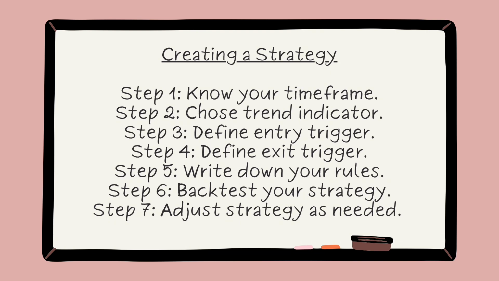Step 5. Write down your trading rules. Having a written confirmation checklist is a great method to help you stay disciplined and consistent. Having a record of your trading strategy could also be useful later down the line when trying to refine it.